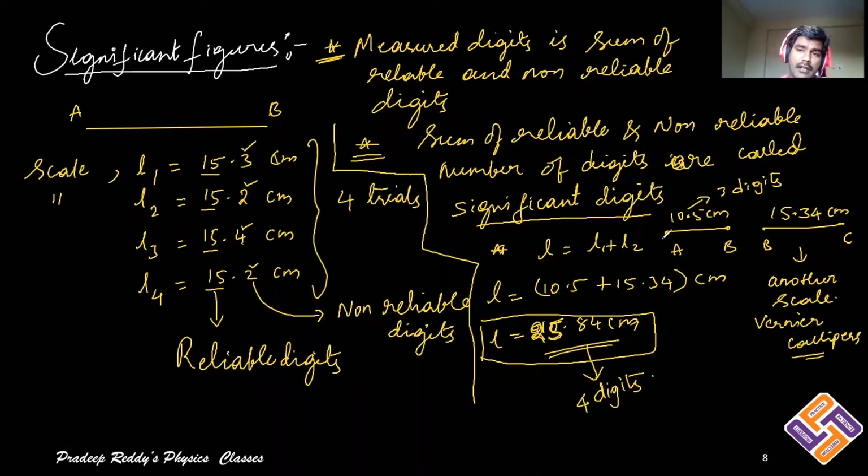But in the beginning, we have the AB segment measured with a scale, and the BC segment measured with a vernier calipers. After adding them, the final answer is reported in such a way that you are getting 4 digits here, and this signifies that you are using vernier calipers in the whole measurement, but that is wrong. You are not using vernier calipers to measure the AB segment, you are using a scale, but the final answer is reported as if you used a vernier calipers, which is wrong.